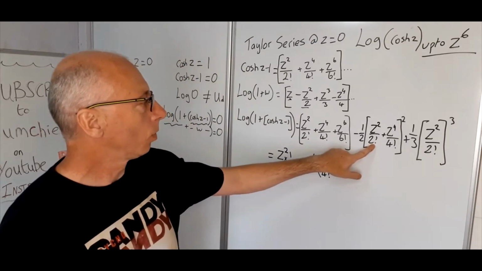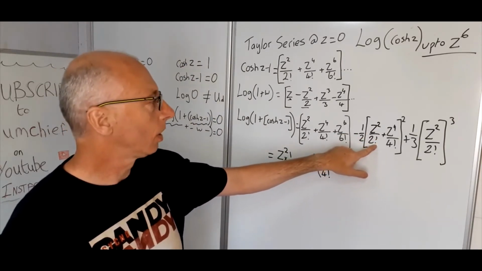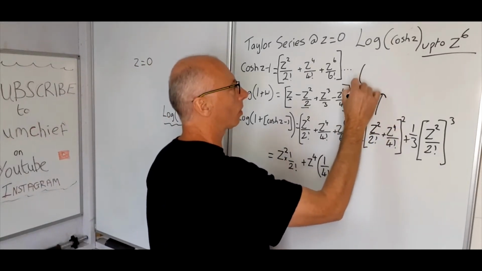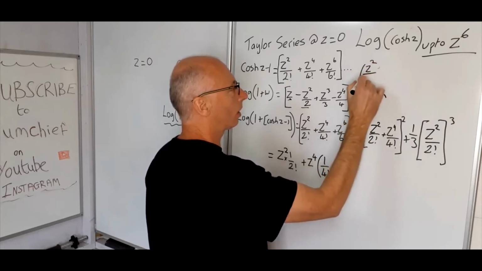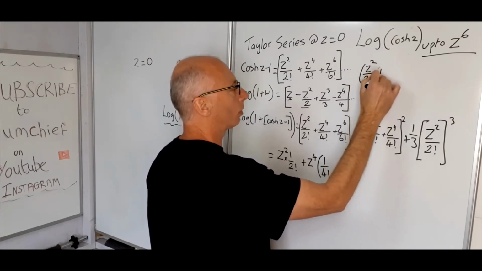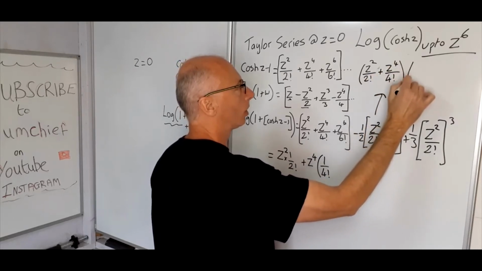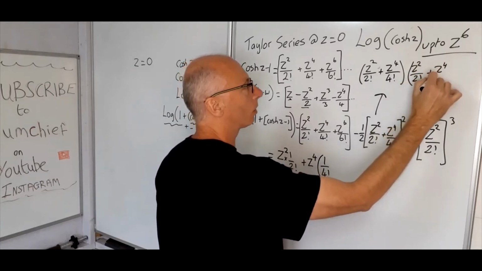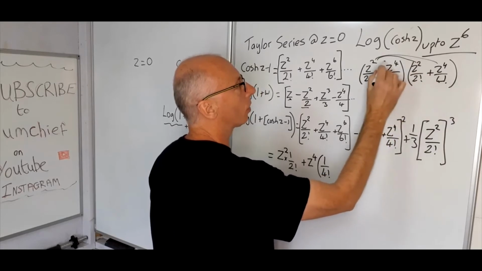Next one, we'll get one in here. So z squared over 2 factorial. And if we're squaring it, this would look something like this if we FOIL it out: z squared over 2 factorial plus z to the 4 over 4 factorial. So basically what we're going to be doing now is FOILing this out.